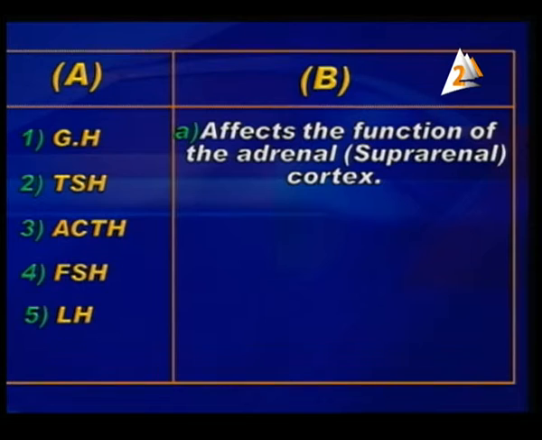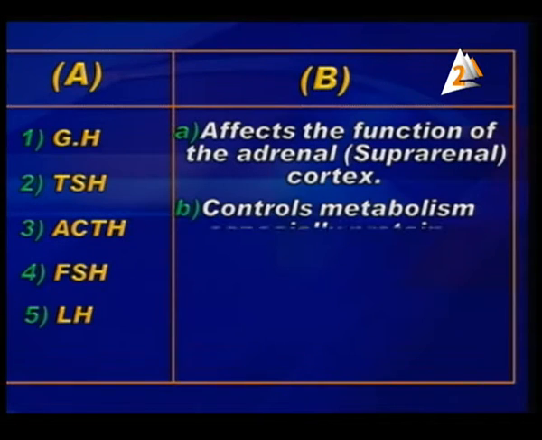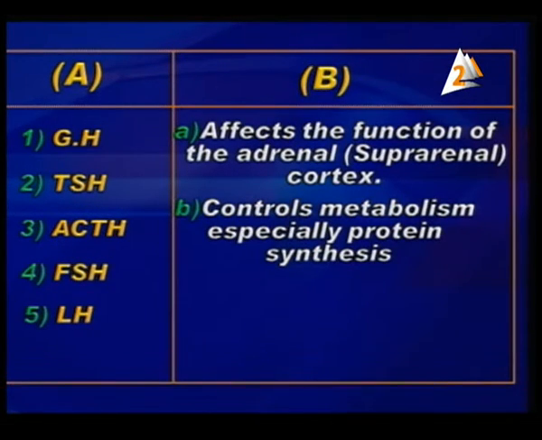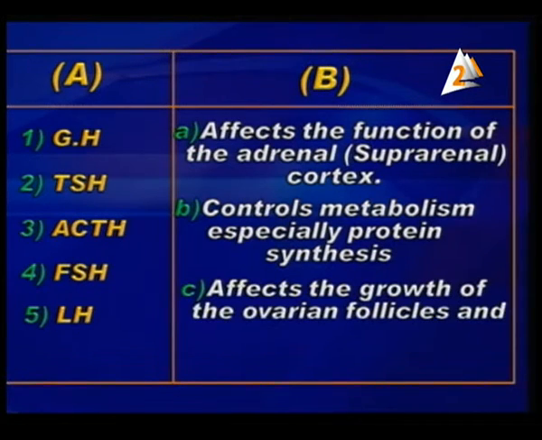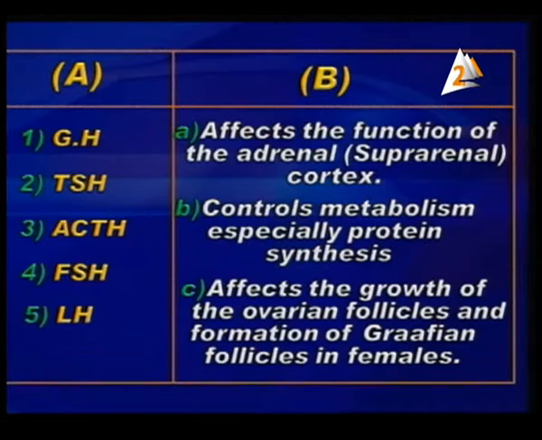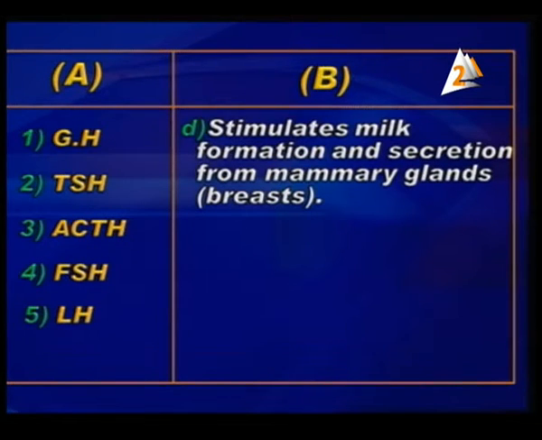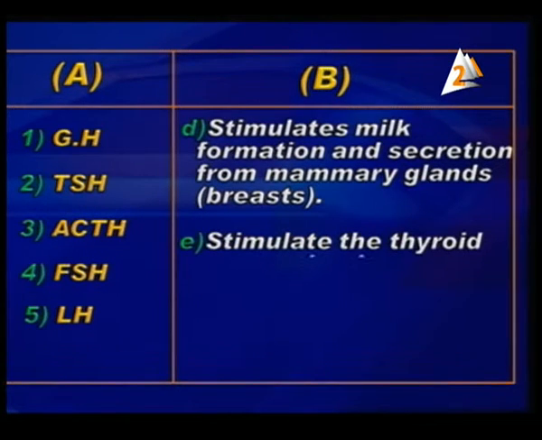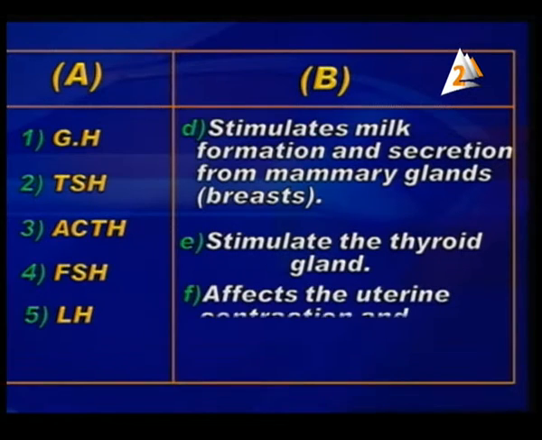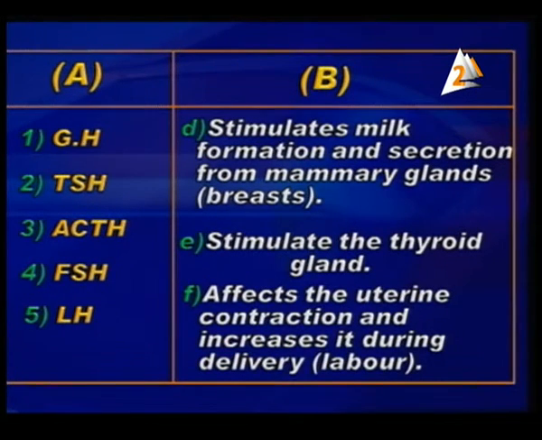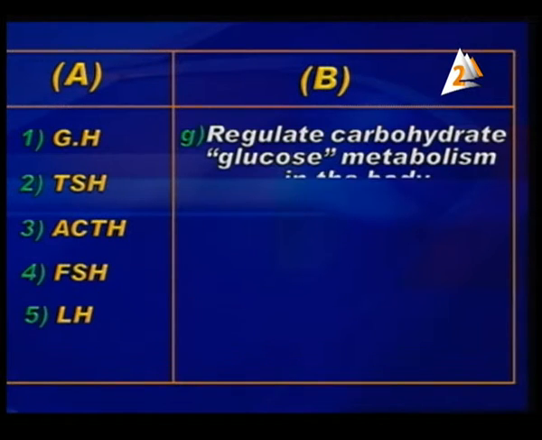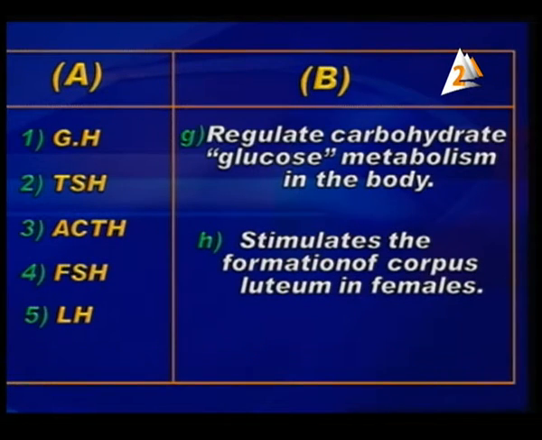Column B: affects the function of the adrenal suprarenal cortex, controls metabolism, especially protein synthesis, affects the growth of the ovarian follicles and the formation of Graafian follicles in females, stimulates milk formation and secretion from mammary glands or the breast, stimulates the thyroid gland, affects the uterine contraction and increases it during delivery, regulates carbohydrates and glucose metabolism in the body, stimulates the formation of corpus luteum in females.